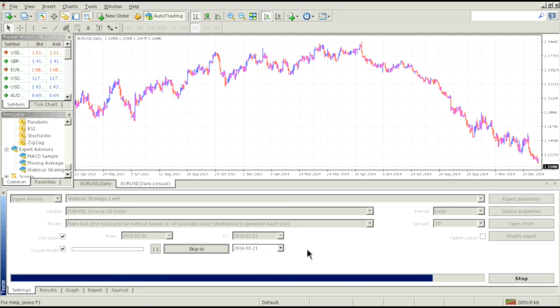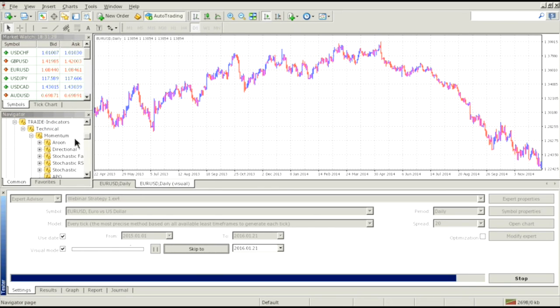Before you run these strategies, you always want to make sure that you allow DLL imports, because like I said, we are using the indicator library. Actually, if you look over here on the left, you can see all of the trade indicators. Give it another second here for this to finish, and then we'll see how well we've done.